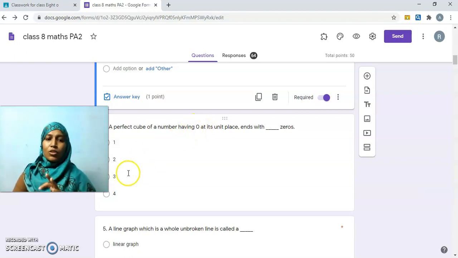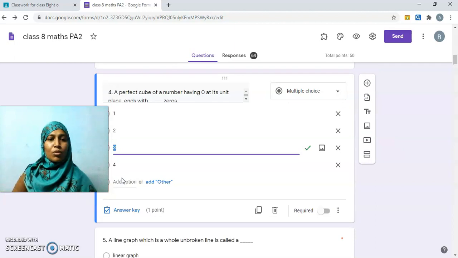Yes, 3 zeros will be there, because 10 into 10 into 10 we will have 1000 and 3 zeros. So whatever may be the number in front of that 0, I am not bothered about that. But the number of zeros at the back will be 3 in number. So 3 zeros will be there.